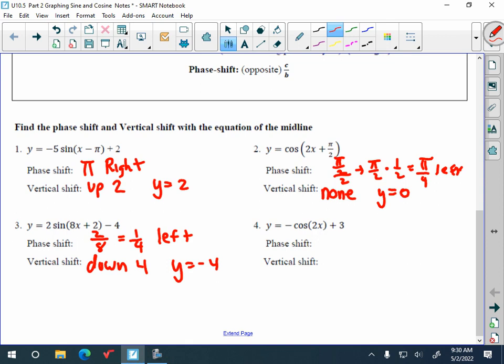Number 4, there is no C value, it's 0. So 0 divided by 2 would be 0. So there's no phase shift. Vertical shift is going up 3. The midline would be y equals +3.